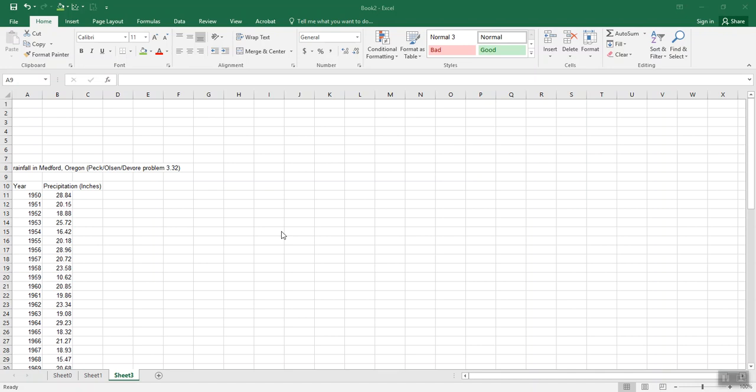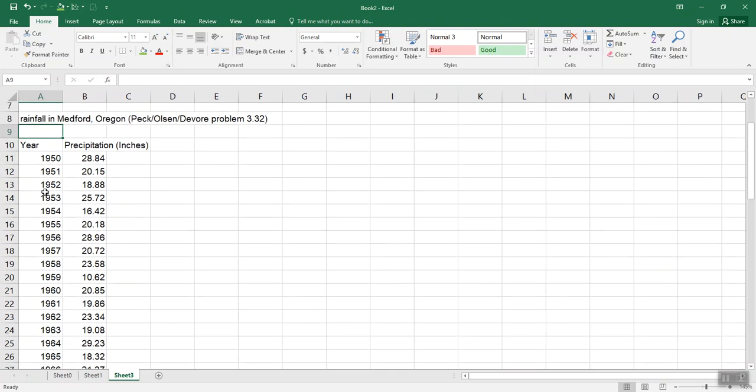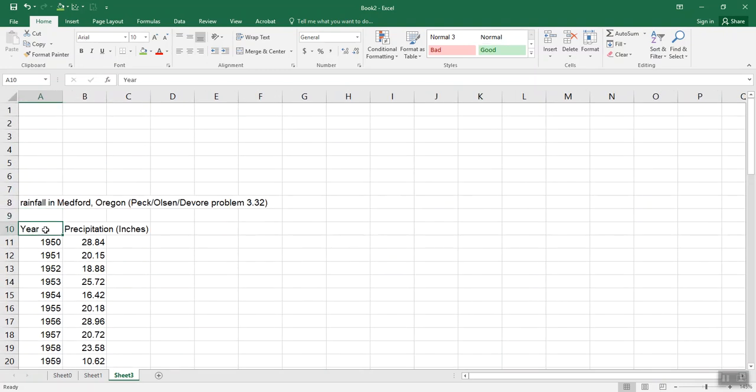Let's do a talk about how to make artificial data that sort of matches an existing data set. So here we have data on rainfall in Medford, Oregon that I got from a statistics book. So we'll just plot it.